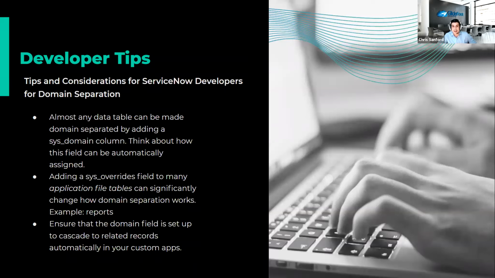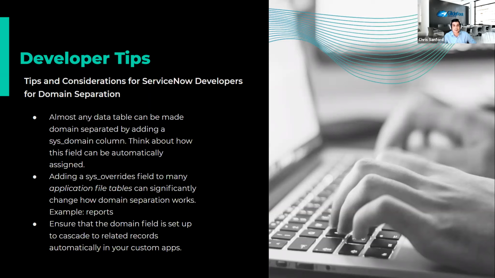Finally, you also have the option as a developer to add a sys_overrides field to almost any process extended table. A process extended table is defined as a table that extends the base application file or sys_metadata table. What I explained earlier on the domain map, where processes defined at the top level will automatically apply to lower domains, actually only holds true for tables that have the sys_overrides field defined on them. But there may be additional tables where you want this behavior.